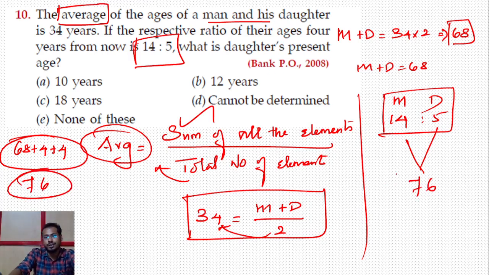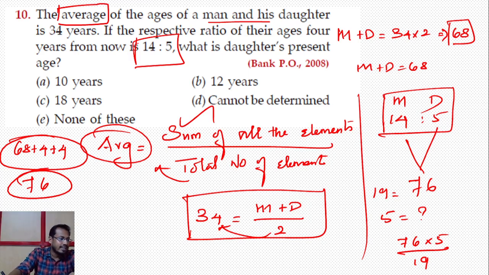Now you need to split this. 14 plus 5 is 19. 19 parts are equal to 76. I want the age of the daughter. Daughter is 5 parts. So 5 parts is equal to 76 times 5 over 19. Just cross multiply. Look at this, 76 into 5 divided by 19. If you solve this, you will get 20. 20 is the answer.